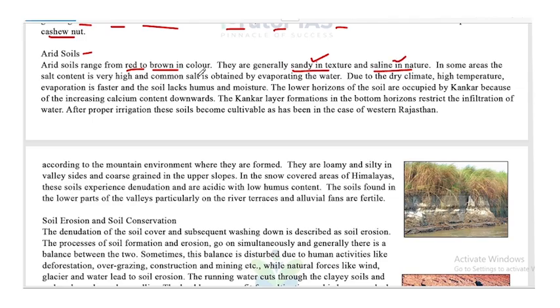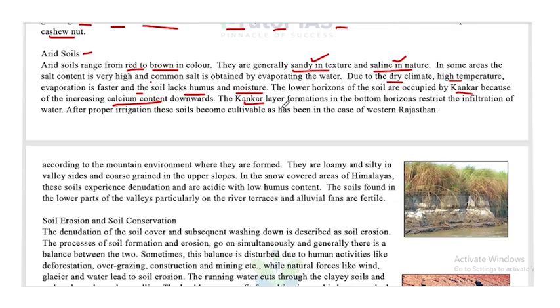In some areas the salt content is very high, and common salt is obtained by evaporating the water. Due to dry climate and high temperature, evaporation is faster and the soil lacks humus and moisture. The lower horizons of the soil are occupied by kankar because of the increasing calcium content downwards. Okay, so they have a high calcium content, so that's why they are occupied by kankar. So this kankar layer restricts water infiltration.